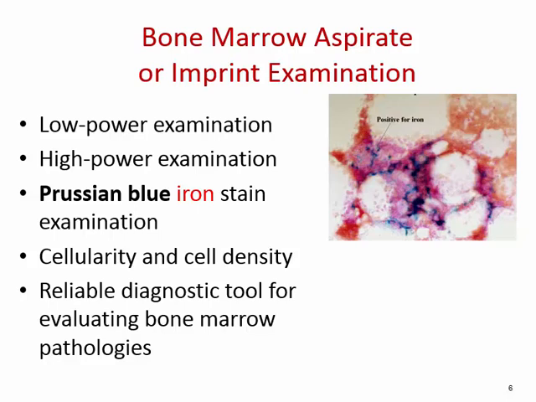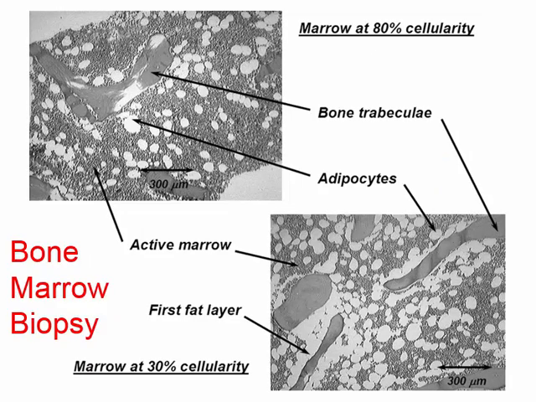By looking at the bone marrow and using the Prussian blue, you would be able to estimate the content of iron in the bone marrow, which is going to be very important in identifying whether the patient has anemia because they don't have enough iron, or iron overload because they have too much iron. But again, the most important data that you're going to get from the biopsy is the cellularity.